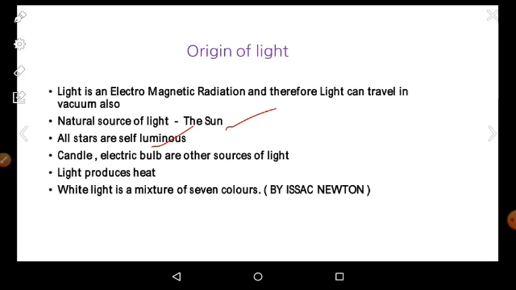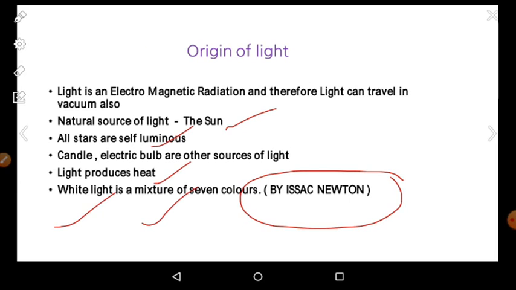And we have other sources also, like candle, electric bulb, and lamp, oil lamps like that. When light strikes an object, it produces heat, and we can feel the intensity of light also. As per Isaac Newton's study, he found that visible light, which can be seen by the human eye, consists of 7 colors and is in white color. It means white light is a mixture of 7 colors. So we are going to learn this point in the coming lessons. So this is about the origin of light.